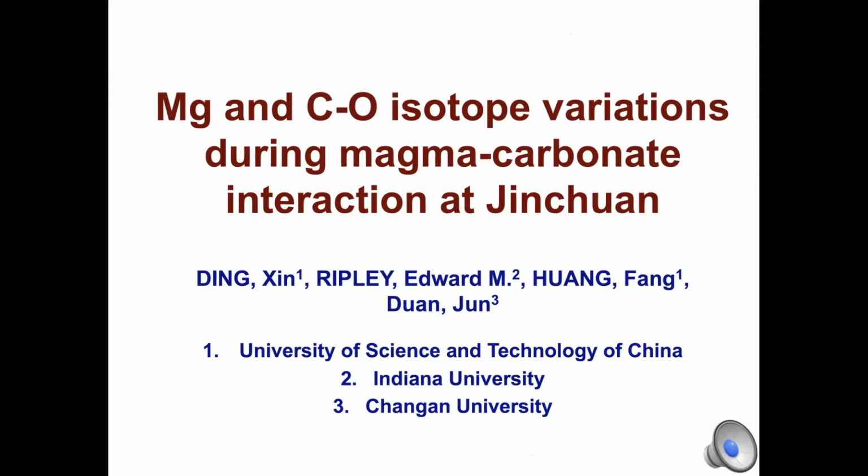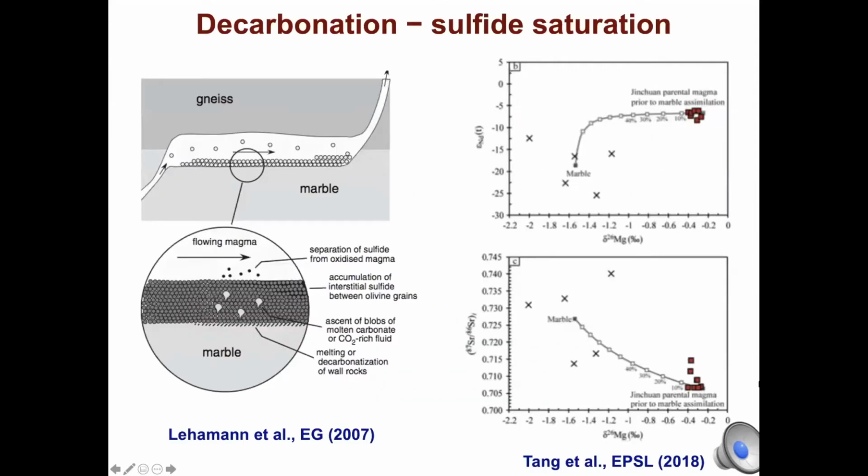I'm going to talk about magnesium and carbon-oxygen isotope variations during magma-carbonate interaction at Jinchuan. Jinchuan is one of the largest magmatic nickel-copper sulfide deposits, but for Jinchuan, the direct evidence for external sulfide has never been solidified. So Harman 2007 proposed a model.